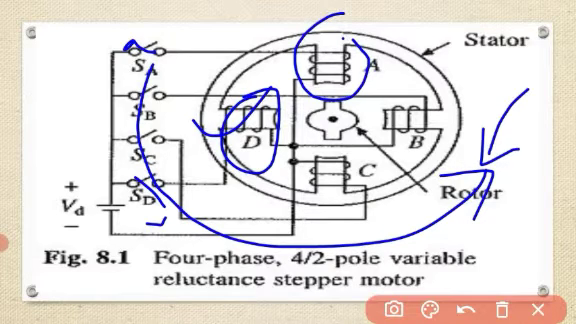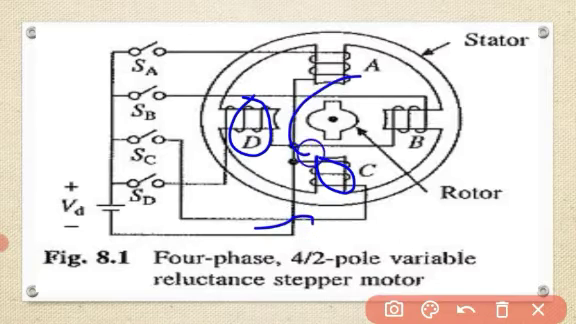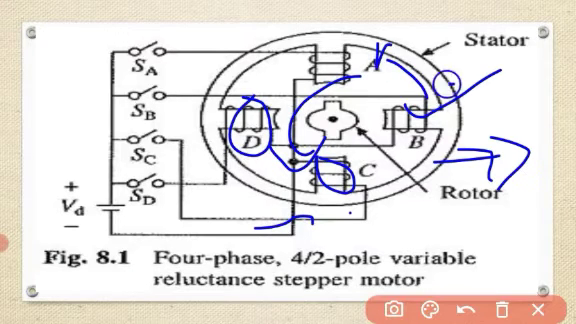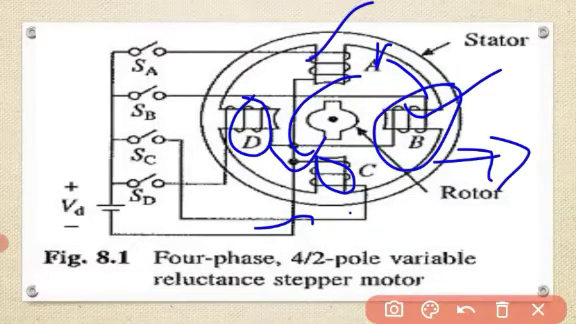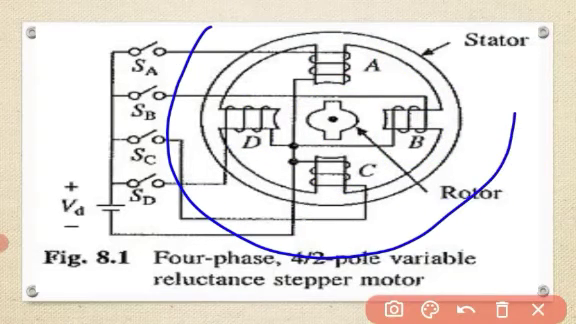Next I want to move this rotor to this position here. I have to bring it to this position. So what do I have to do? D de-energize, C energize, so that the rotor again takes 90 degrees. Next, C is de-energized, B energizing, so the rotor takes this position. Next it takes this position when I am de-energizing B and again energizing A. So the rotor rotates in the anti-clockwise direction.